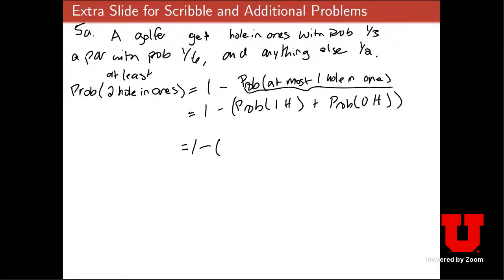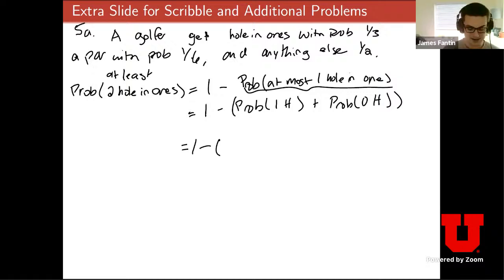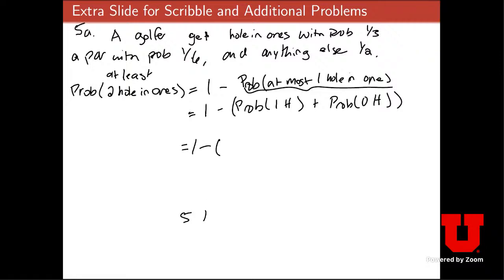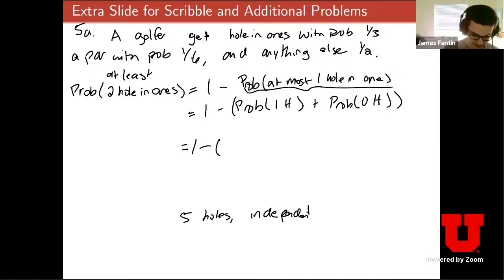Can we use the Bernoulli formula? Yeah, exactly. We've got a Bernoulli trial. Why is it a Bernoulli trial? Well, we've got 5 holes, and they're independent events. The outcome on the first hole does not change the outcome on the second hole, or the third hole, or the fourth hole, etc. If you have dependent events, you cannot use Bernoulli's formula. So this is always a good thing to check, that your events are independent. Otherwise, that strategy doesn't work.